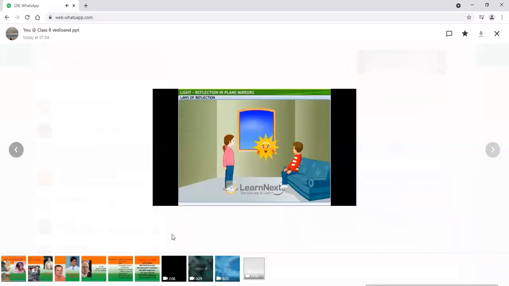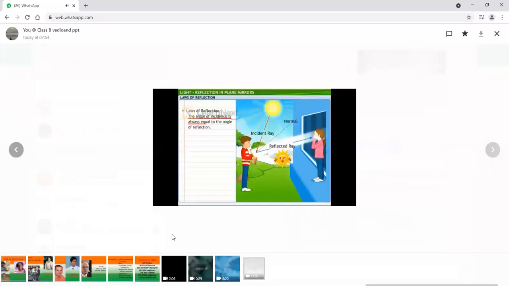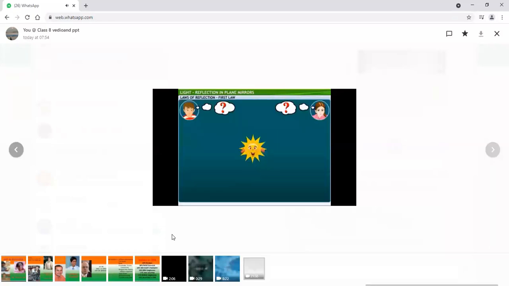Yes, he was able to direct the beam using the laws of reflection. Light rays follow two laws of reflection. They are: the angle of incidence is always equal to the angle of reflection. The incident ray, the normal at the point of incidence, and the reflected ray lie in the same plane. However, that's a lot of jargon.